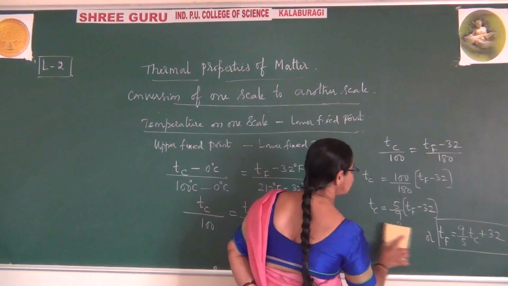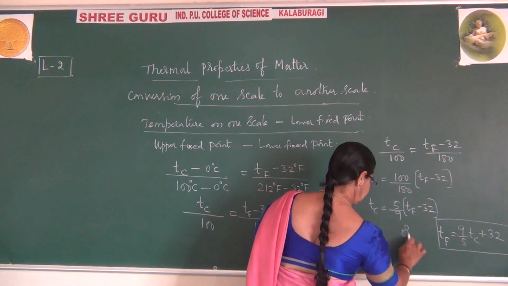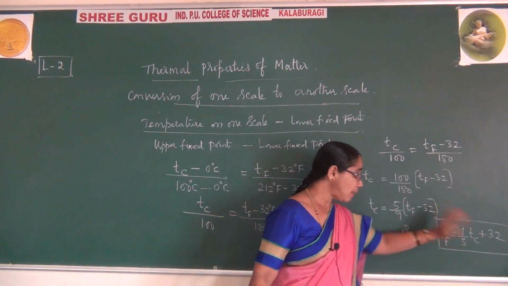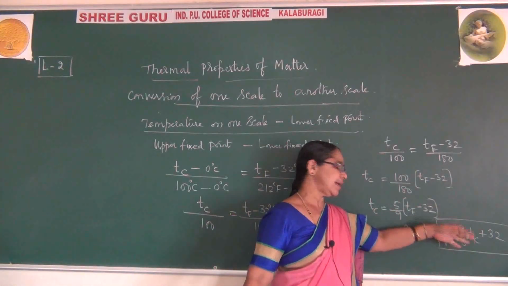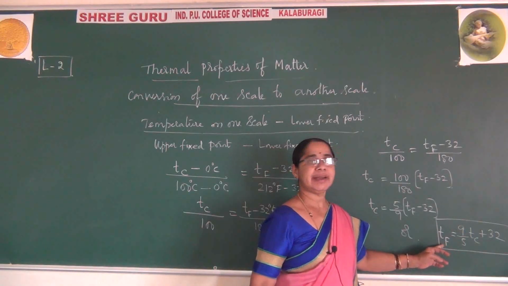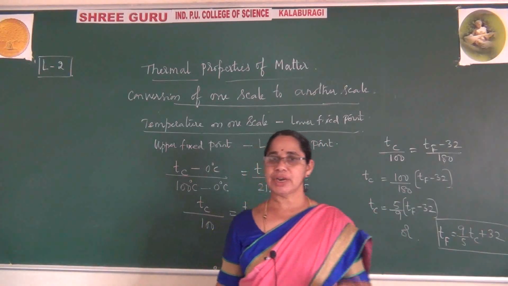After cross multiplying, we got this. This is for Tf. Hope you understand what I say. Here it is 9 by 5 Tc plus 32. Whatever you get for Tc, temperature on Celsius scale, plus 32, you get that in degree Fahrenheit. So now you understood conversion of one scale to another scale.